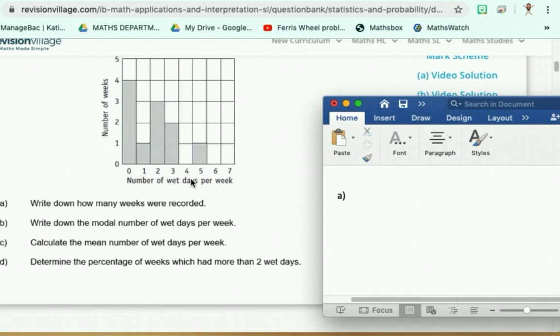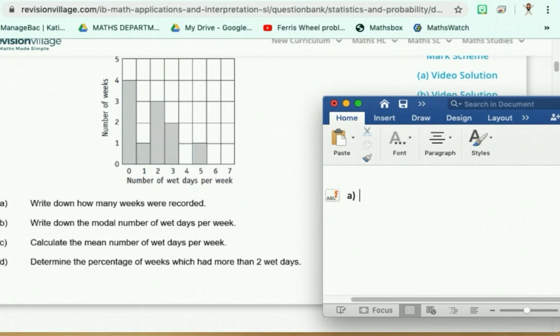In number of wet days per week, we're going to say that there were 0 wet days in 4 of the weeks. There was 1 wet day in 1 of the weeks. There were 2 wet days in 3 of the weeks. So all you need to do is find the frequency value of each of the bars, and most questions to do with frequency will require you to find the frequency of each of the bars for a bar chart, and then you just add them all together.